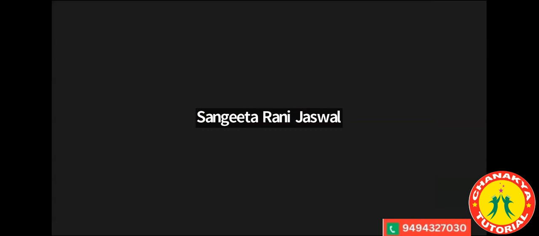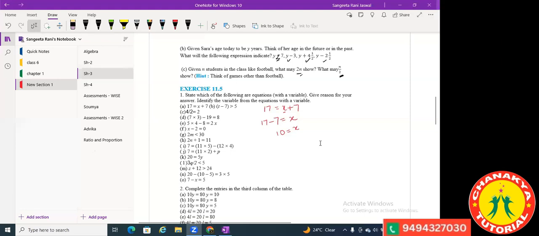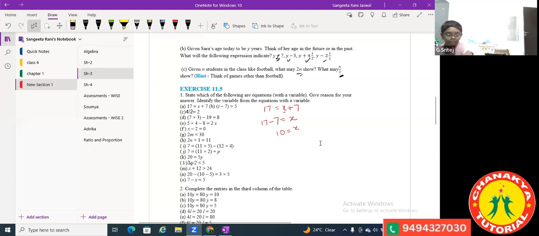Yes, ma'am. Children, you understood? Yes, ma'am. X is equal to 10. How did we find x is equal to 10? Ma'am, we have to subtract 7 from 17.